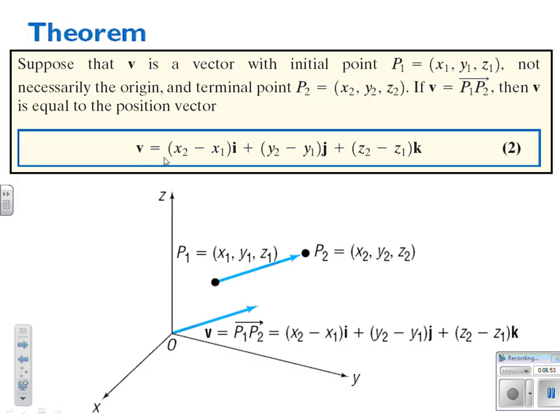So the position vector is going to be (x2 minus x1)i plus (y2 minus y1)j plus (z2 minus z1)k. So if I move this vector so that its P1 is now on the origin, I rewrite it as the difference between its x-coordinates i, plus the difference between the y-coordinates j, plus the difference between the z-coordinates k.